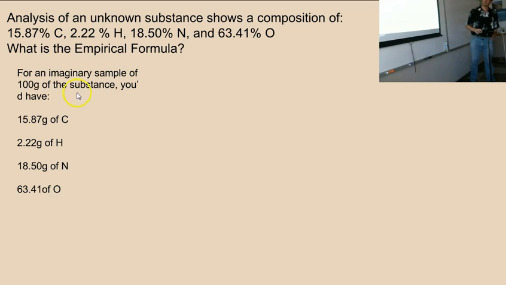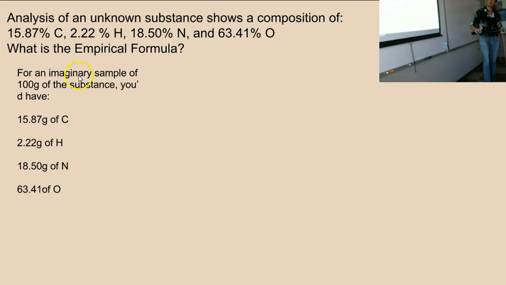If I'm going to say, let's say I've got 100 grams of this substance, it's helpful to always come up with an imaginary sample of 100 grams, because then the percentages become masses. So let's say I have 100 grams of this imaginary substance. 15.87% of it is carbon. Well, 15.87% of 100 grams is 15.87 grams of carbon. So I just turned my percentage into a mass.